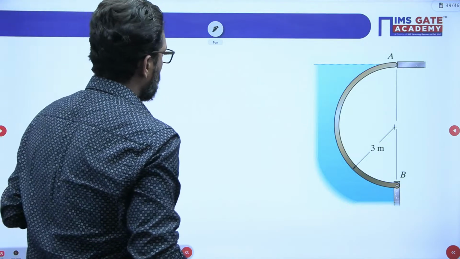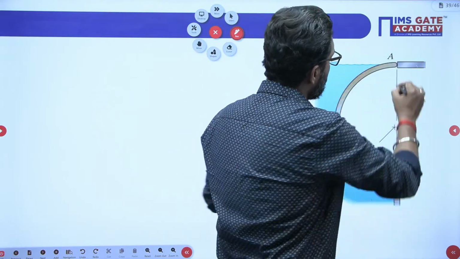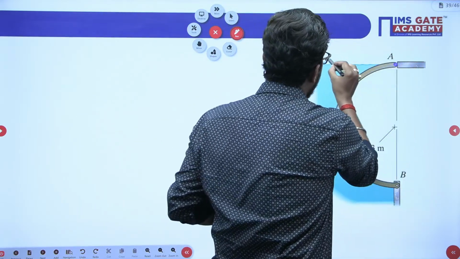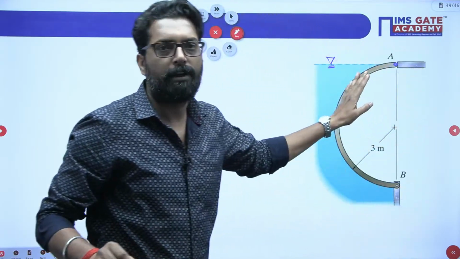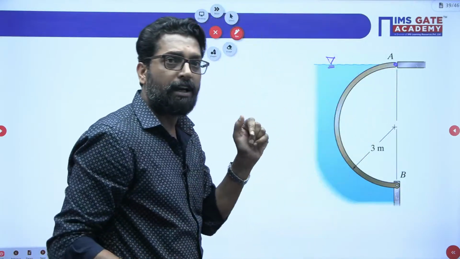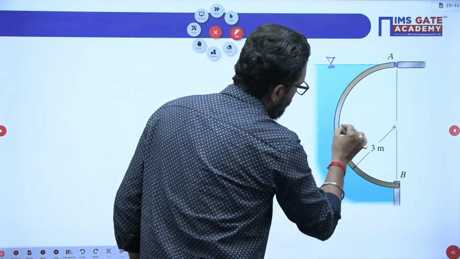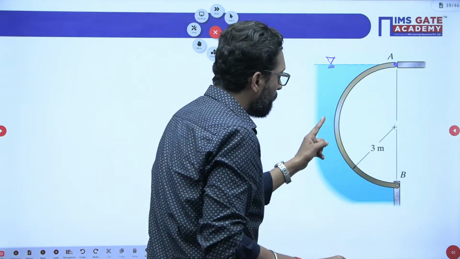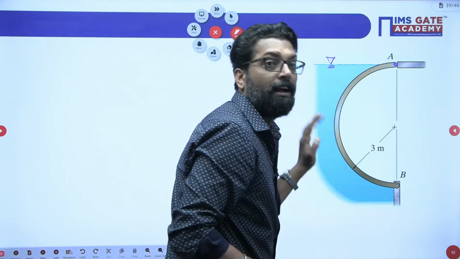Horizontal force. See, this point lies at a free surface, so there is no concept of an imaginary free surface. Now, if you find the horizontal force, at all the points the hydrostatic force will act, as a horizontal force and a vertical force.